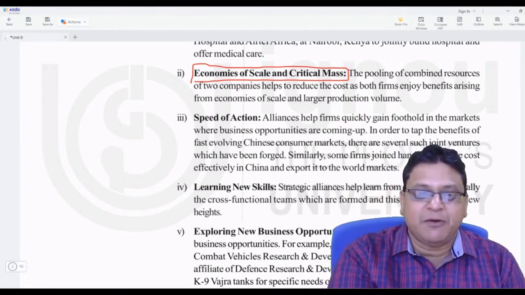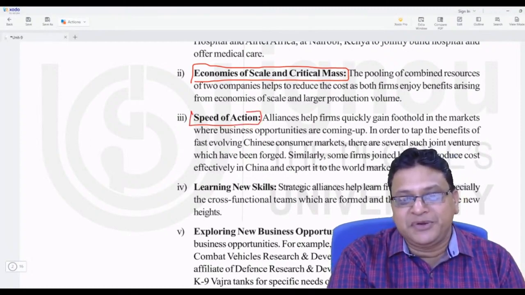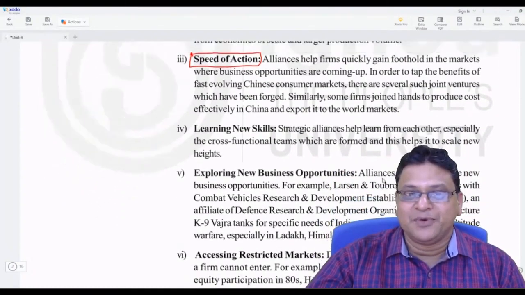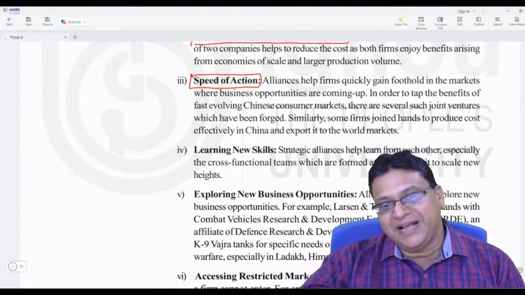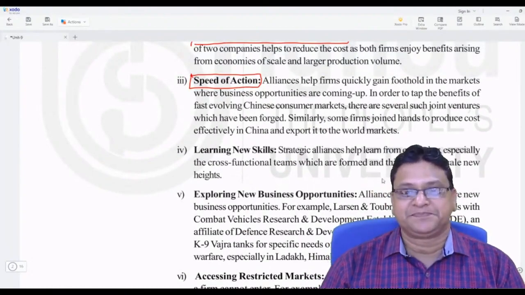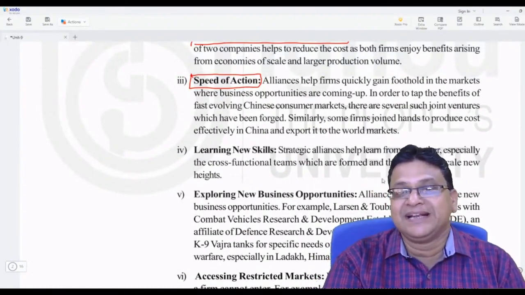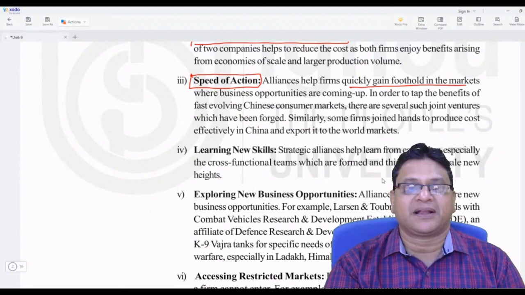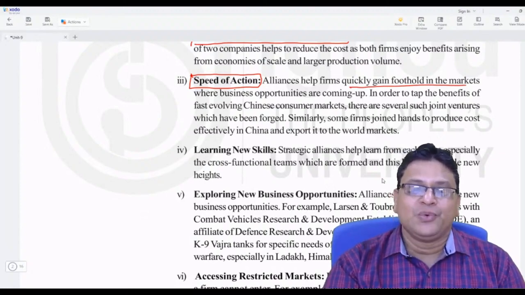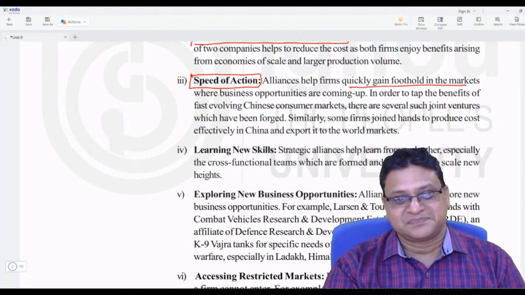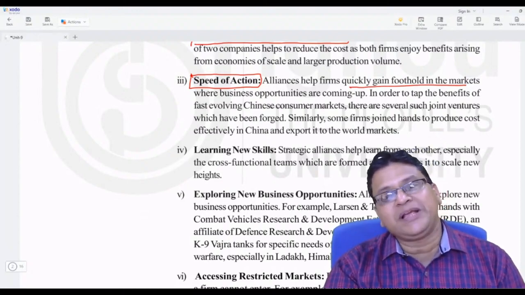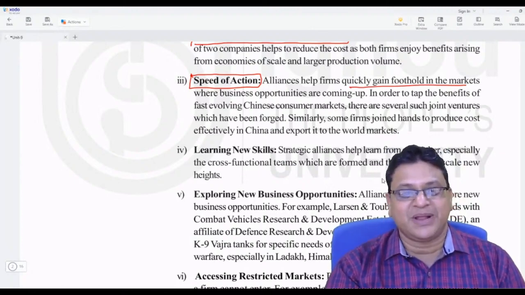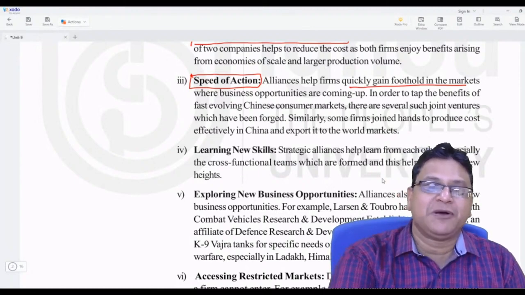Next one is speed of action. If you enter into a host market alone, it will take a long time to capture the market. But if you make an alliance with an existing player, you will have a quick entry into the market. You will quickly gain a foothold in the market. So in order to get customers quickly, in order to enter the market quickly, you have to join hands with some local producer. That is known as alliance to get speed of action.